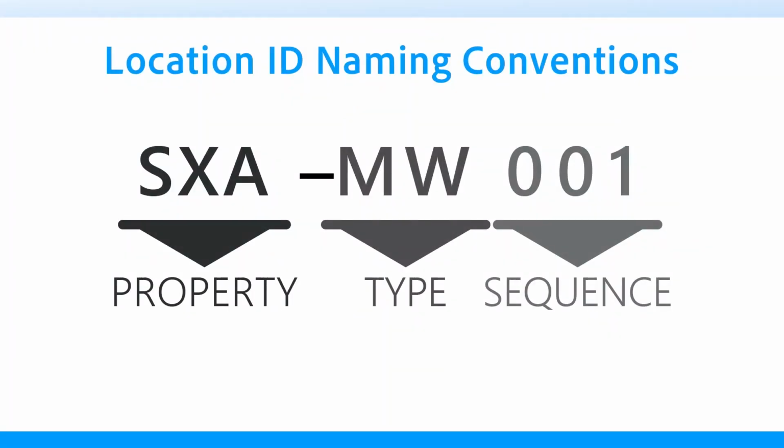Location ID names should follow the best practice by including a short property reference, such as SXA for Synectics example airfield, a location type reference, such as MW for monitoring well, and a number. Confirm that leading zeros are included so locations will sort correctly in dropdowns.